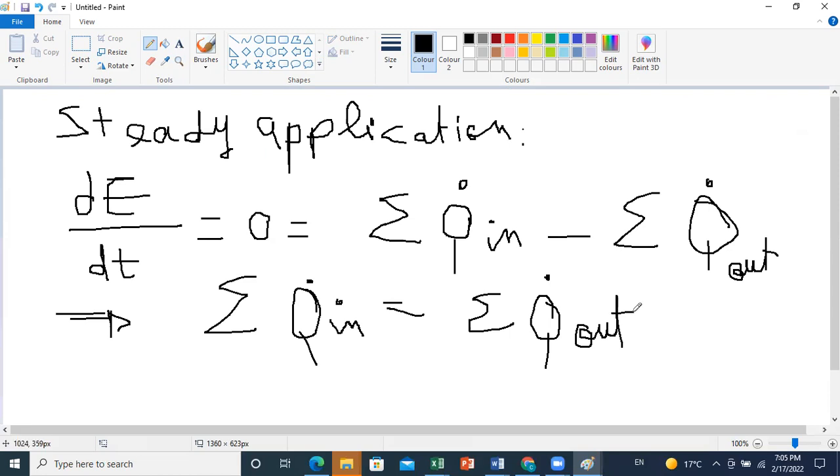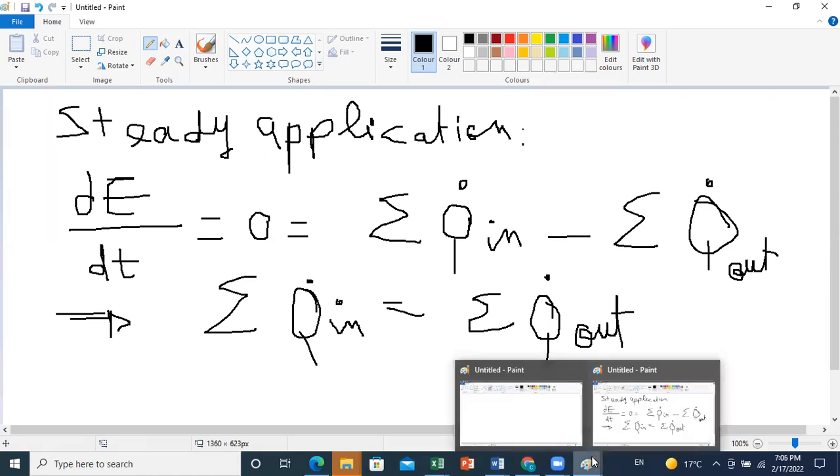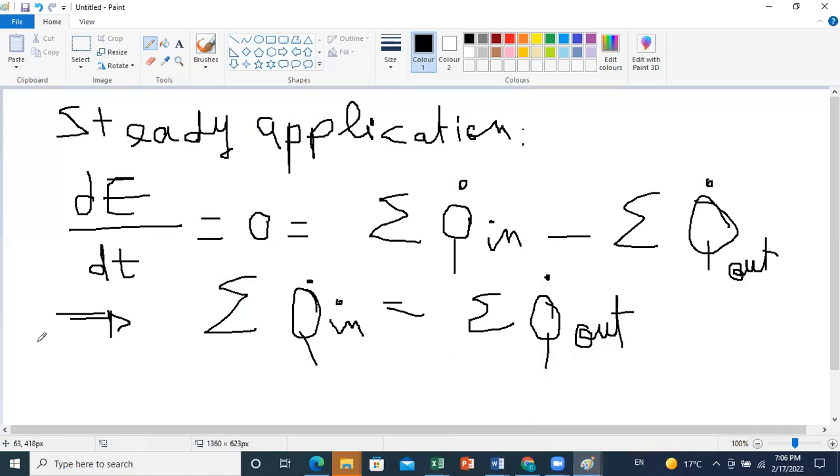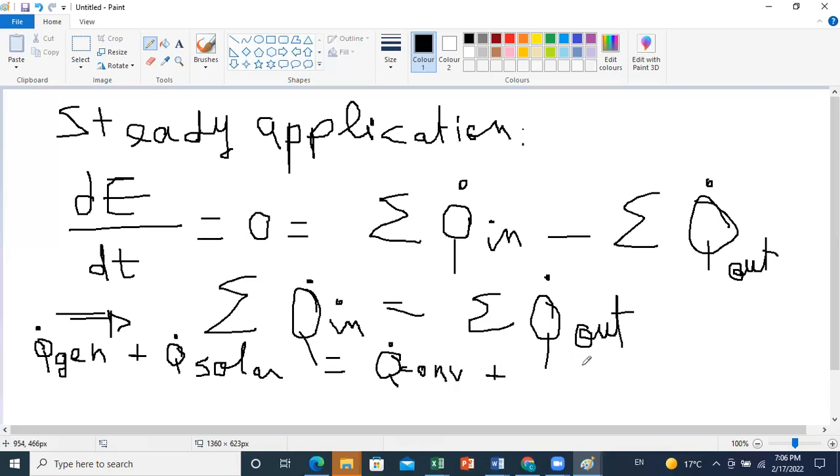Now, I gained heat through which processes? Volumetric from the inside, and from solar. Exactly, from volumetric and from solar. Now if you remember, just some remark concerning replacement. Here Q dot in includes Q dot generation plus Q dot solar, and this is equal to Q dot convected plus Q dot emitted by radiative effect.